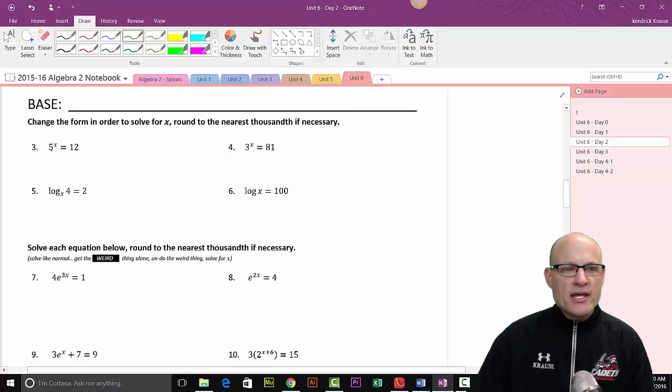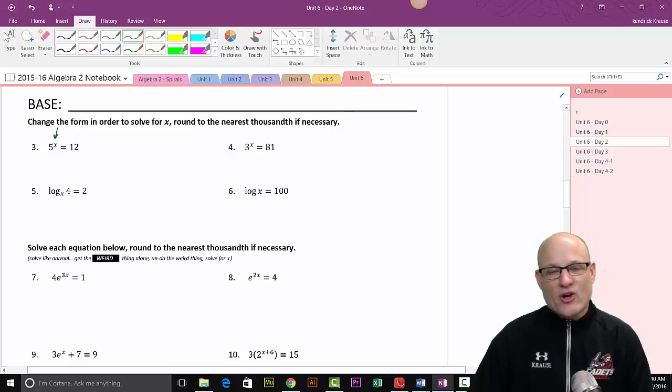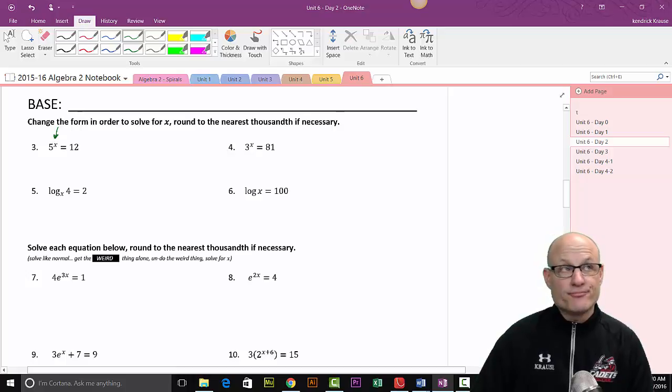We're just going to change the form here. We're going to use our calculator to give us the answer. See, my exponent is a variable. And up until now, I don't know how to solve that. I mean, I can just guess. It can't be 2 because 5 squared is 25, so that would be too much. And it can't be 1 because 5 to the 1 is 5. So it has to be somewhere between 1 and 2. I just don't know what it is.